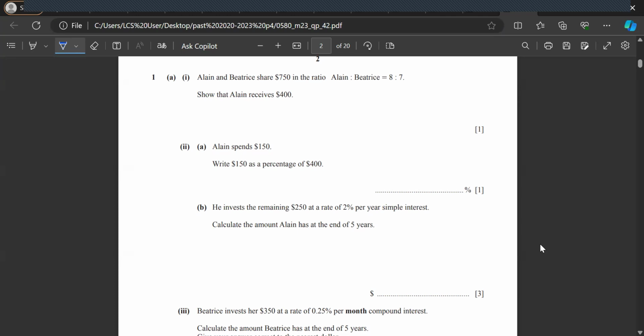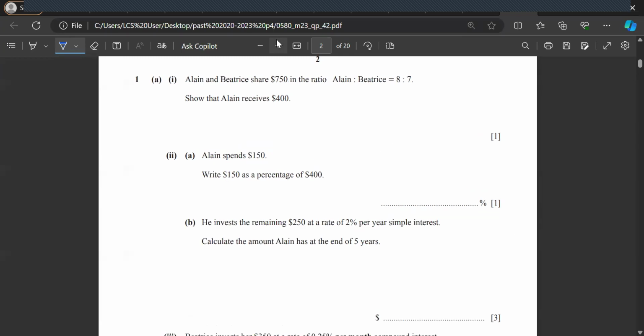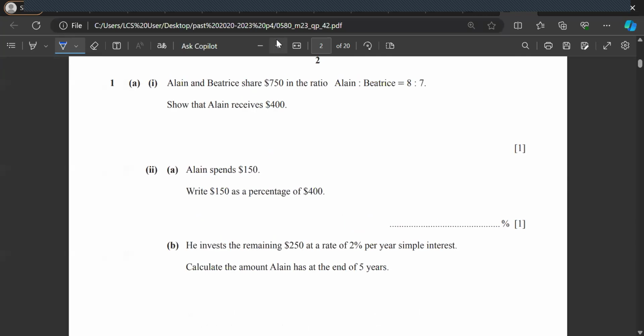He's telling me that Alan and Petrus share 750 in this ratio. Show that Alan receives 400. This question from Paper 4, easily, what we are going to do: I am going to write this 8 to 7. This is Alan and this is Peter. Then the total of them equals 15. So the total here is 400. So I am going to write 400 here.